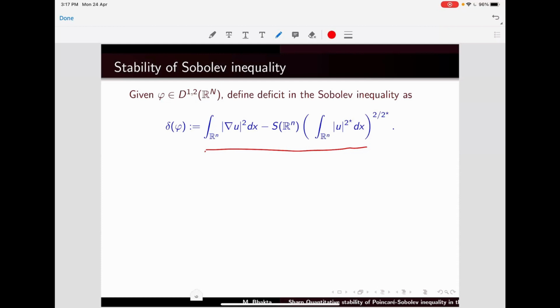Poincare-Sobolev. So see, delta phi is what? If delta phi is very small, that means that you almost optimize the Poincare-Sobolev inequality or Sobolev inequality, right? So the question is that if something almost solves the Sobolev inequality, then is it actually very close to the unique solution? That's the question.